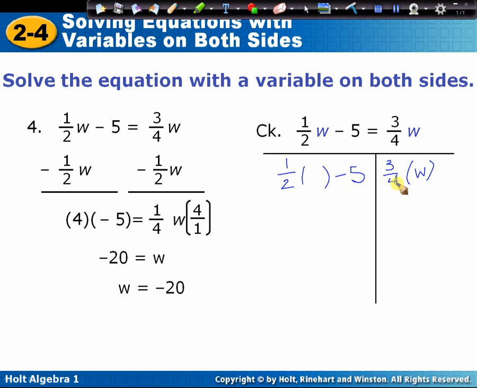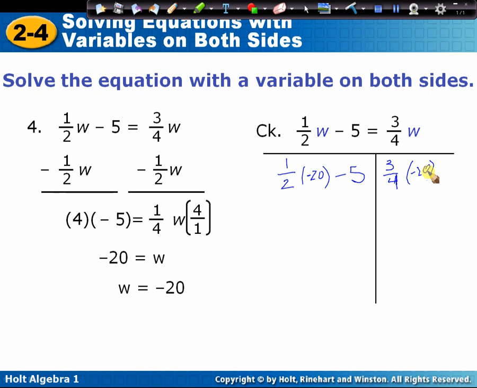Now, W is equal to, I shouldn't have put in W there, I should have put in parentheses. W was equal to negative 20. So we're going to put in negative 20 everywhere we have a W in our original problem. And then we're just going to work this out.